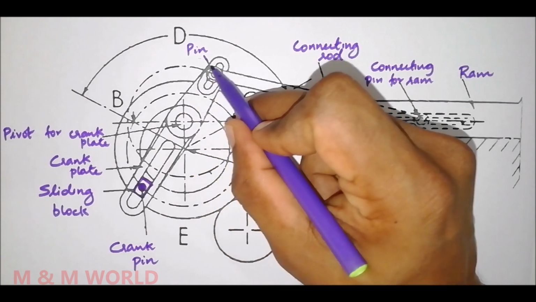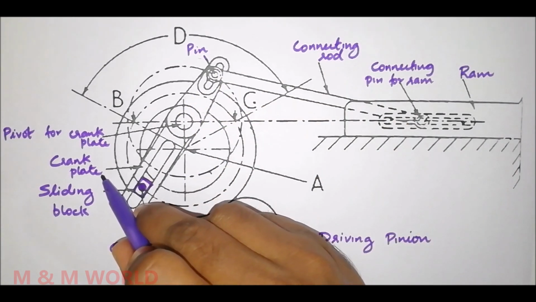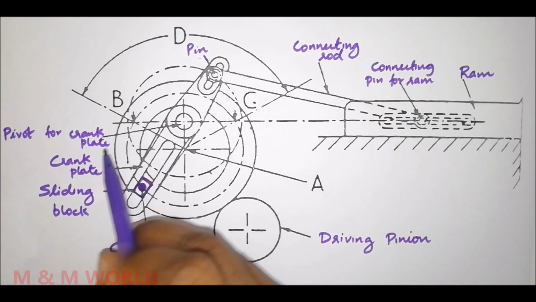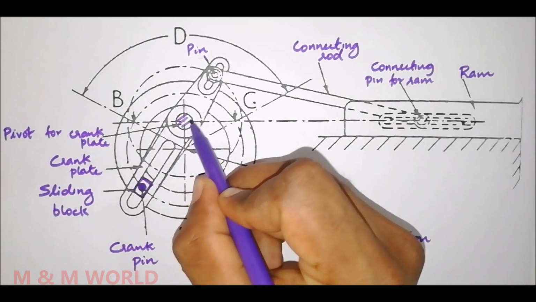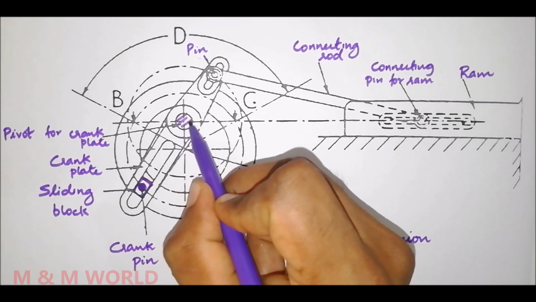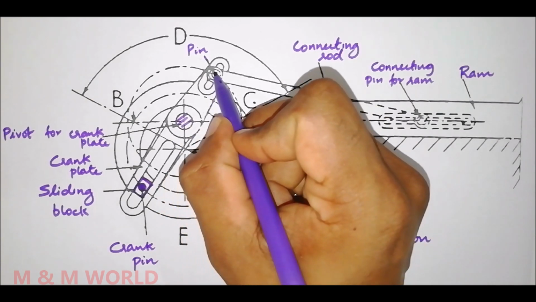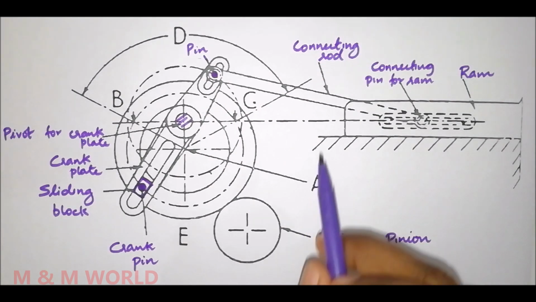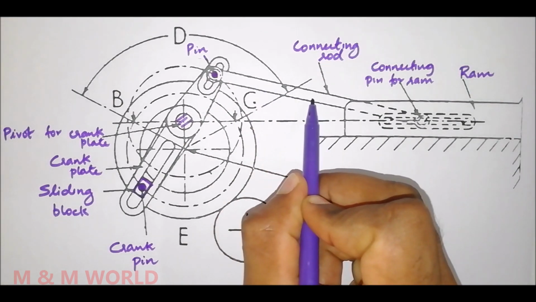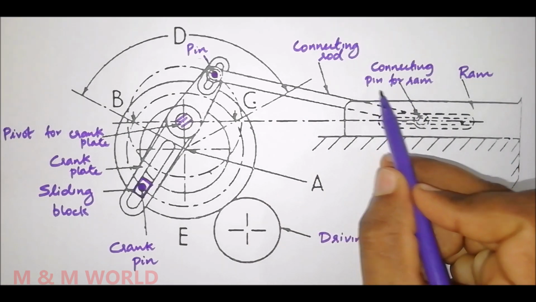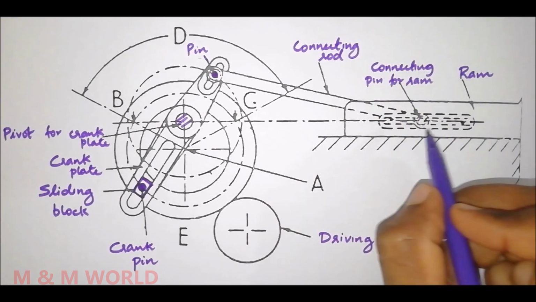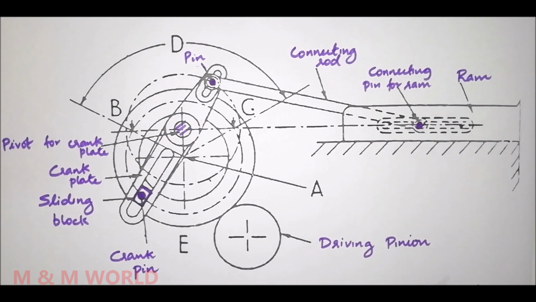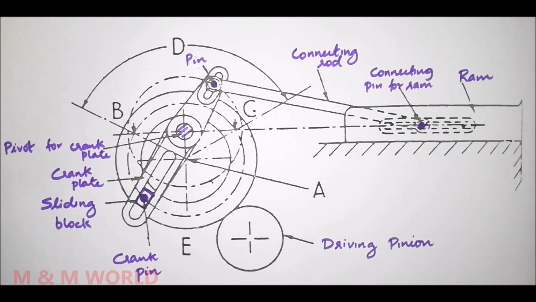Then this is the crank plate. Then this is the pivot for the crank plate. So the crank plate is pivoted here. Then this is another pin. Then next, this is the connecting rod, and this is the connecting pin for ram, and this is the ram. So these are the major parts.